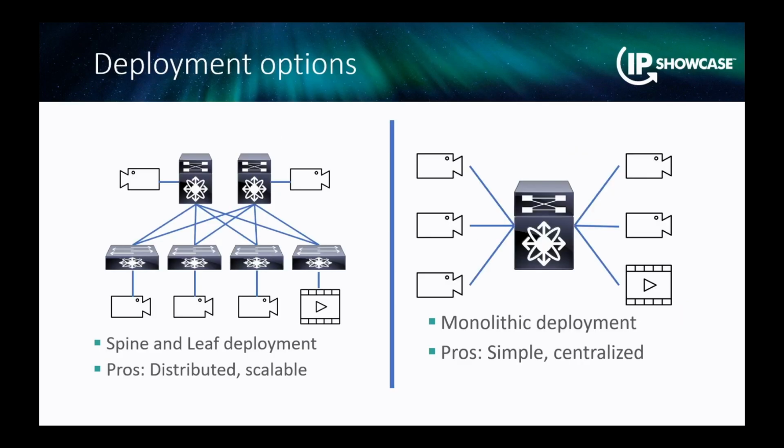So that's why we pick layer 3. When we design the network, there are 2 deployment options. On the left side, we have something called spine and leaf deployment. So you have an access aggregation layer. You have 2 layers of the traffic.